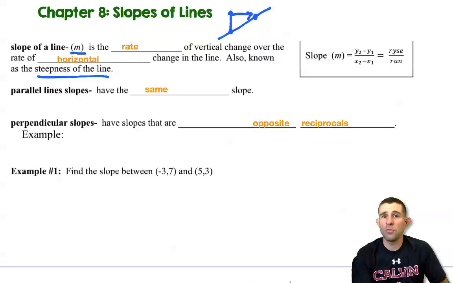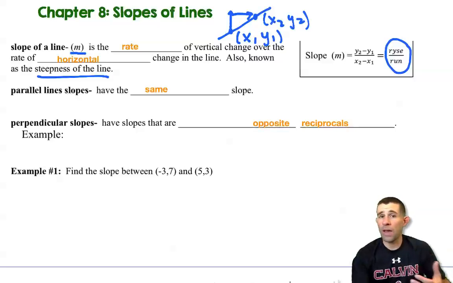Whenever we have 2 points on a line, we call them x1, y1, and x2, y2. We say we can find the slope of that line by subtracting my y coordinates and dividing it by the difference in my x coordinates. Now, we also learn this nifty little way to remember that it's rise over run. I always want to subtract my y's on top and my x's in the denominator.